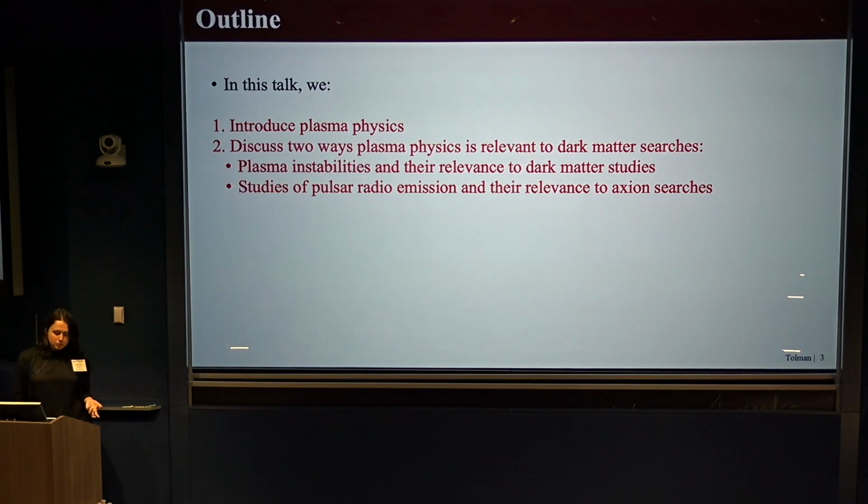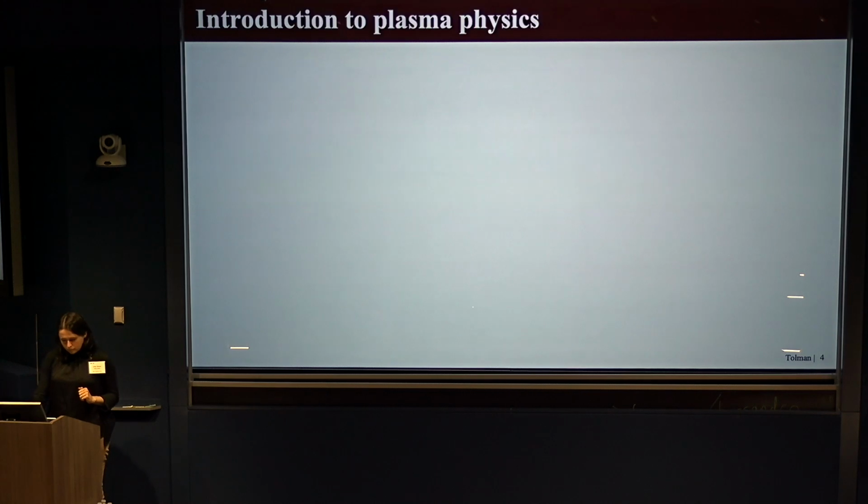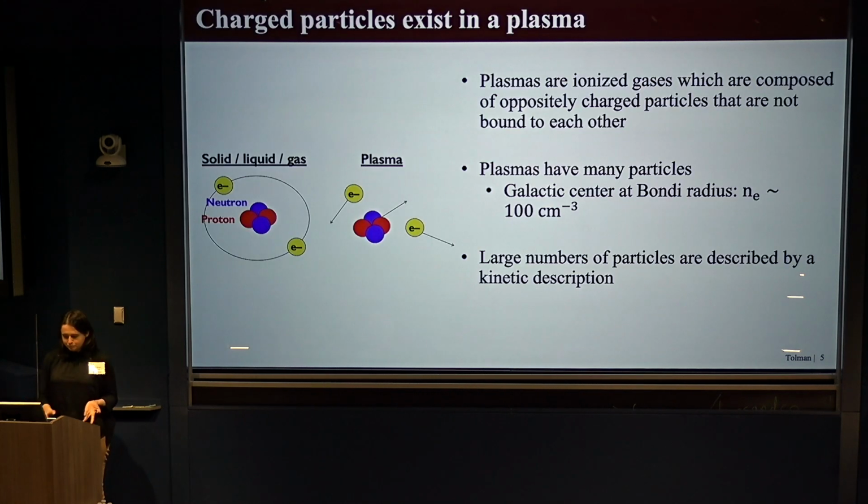In this talk, we'll introduce plasma physics and discuss two different ways plasma physics might be relevant for dark matter searches. First, we'll discuss plasma instabilities and their relevance to dark matter studies. Then we'll discuss studies of pulsar radio emission and their relevance to axion searches. So we'll start with an introduction to plasma physics.